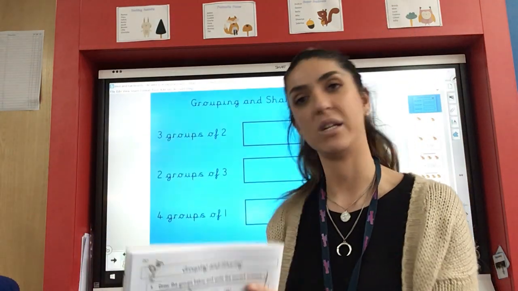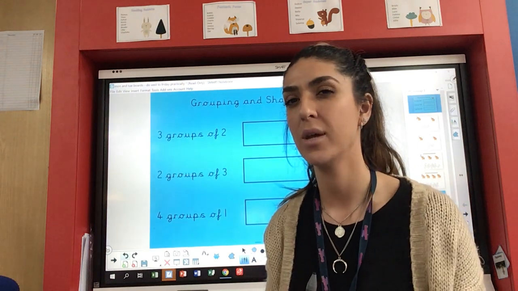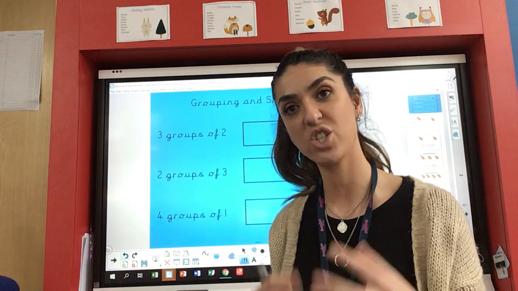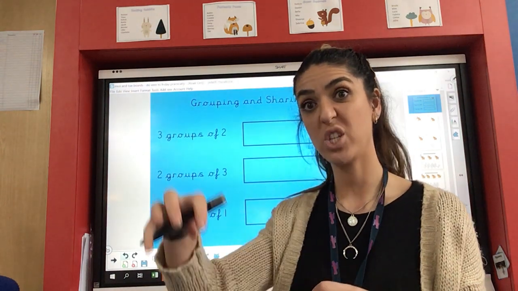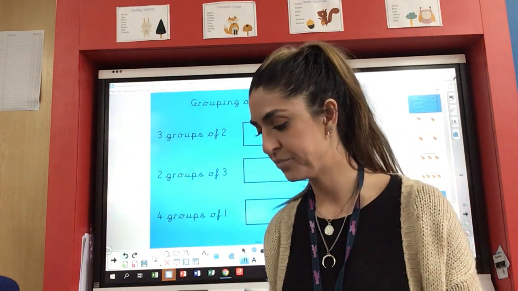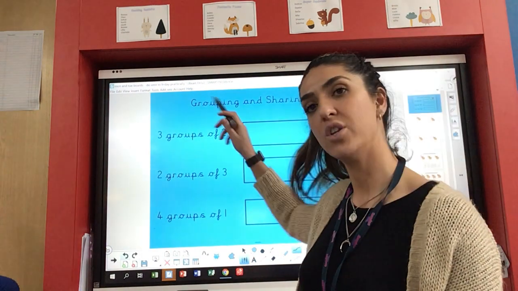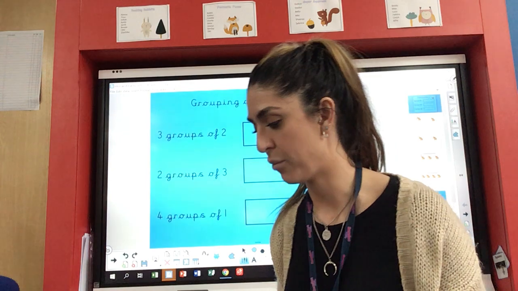Now last week we did a little bit of work on sharing when we were halving amounts. So that might be a little bit useful for you to use this week because we are sharing, but instead of sharing into two equal groups, we're sharing into different amounts of groups, okay? So you can work on page 20 today, but I'm just going to do some examples with you on the board, so hopefully you'll understand it a little bit more.